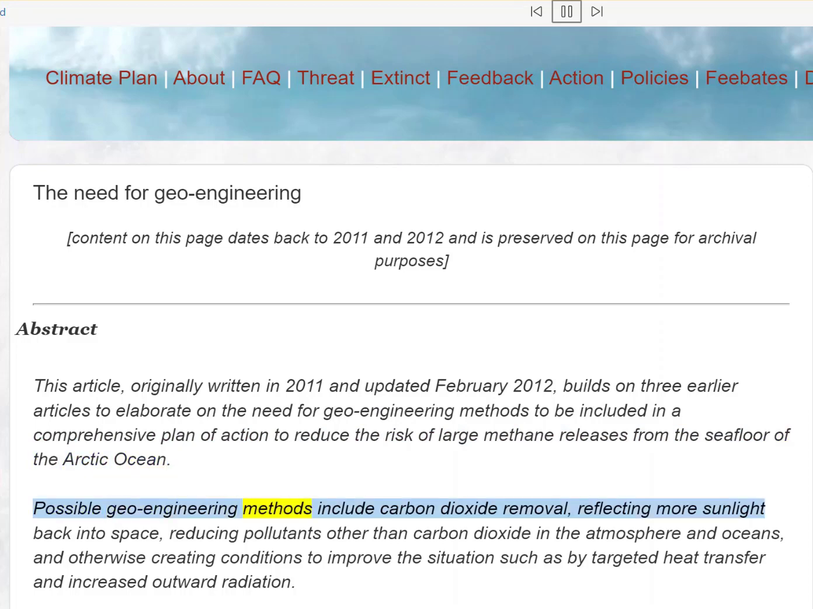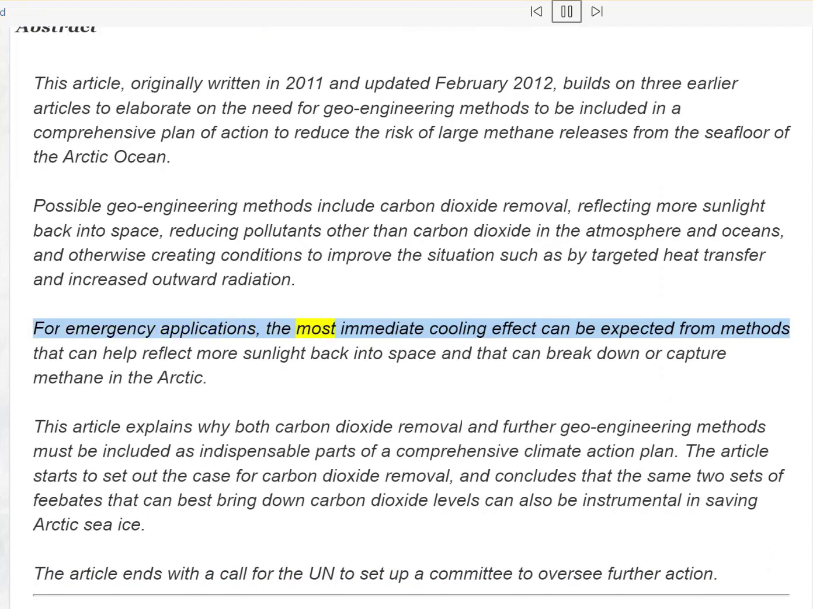Possible geoengineering methods include carbon dioxide removal, reflecting more sunlight back into space, reducing pollutants other than carbon dioxide in the atmosphere and oceans, and otherwise creating conditions to improve the situation, such as by targeted heat transfer and increased outward radiation. For emergency applications, the most immediate cooling effect can be expected from methods that can help reflect more sunlight back into space and that can break down or capture methane in the Arctic.